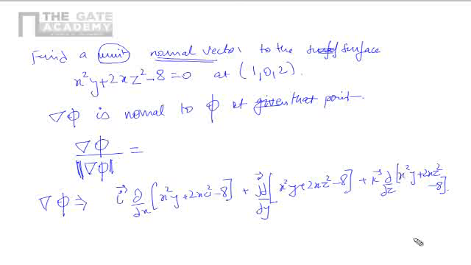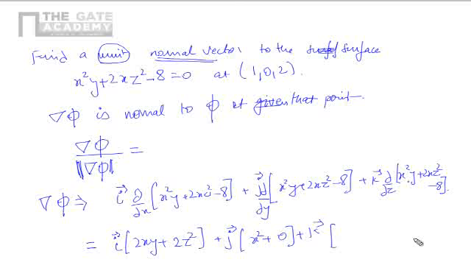So when you simplify this, what will we get? We will get i vector times 2xy plus 2z square, plus j vector times, here x and z are constant, so we will be getting x square, plus 0 because there is no y term here, plus k vector times dou by dou z of x square y, which will give you 0 because there are no z terms, and 2xz square will give me 4xz. That's it. This is the value of del phi.